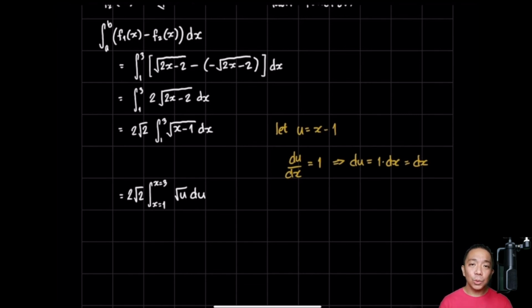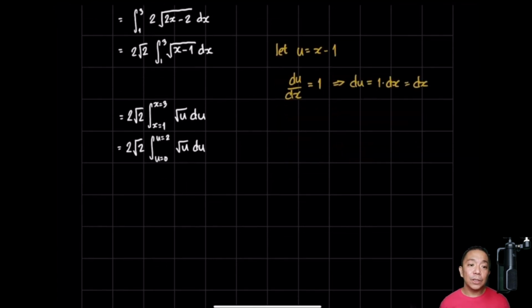Now, I cannot use x equals 1 and x equals 3 as the bounds of my integration. So, kailangan ko din silang isulat as u. But if u is equal to x minus 1, and then that means if x is equal to 1, in this case, that will be u is equal to 0. And if x is equal to 3, then that would mean that u is equal to 2. Yun yung equivalent nung bounds na yun.